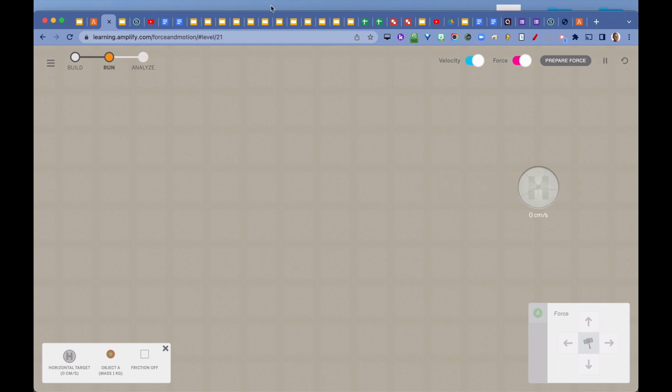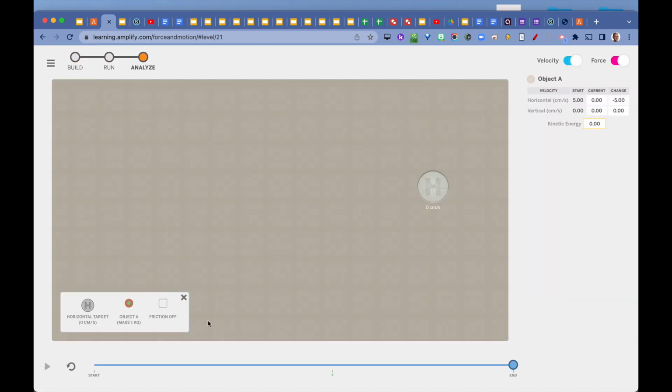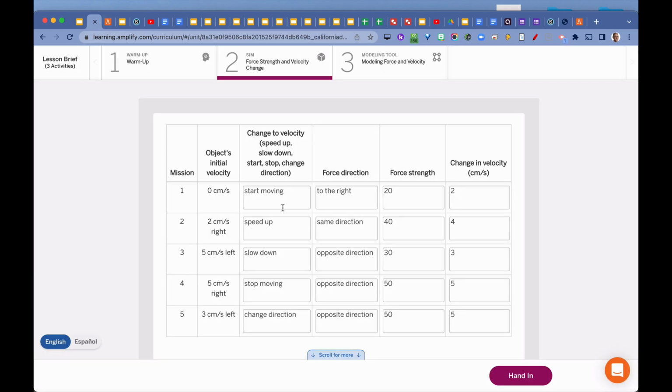Then they had to analyze the data and see what strength force they used. So that's a 50 strength force in the opposite direction. It caused a velocity change of 5. And they had to record that data. What they basically had to do is figure out the relationship between the amount of force strength and the change of velocity that the object experiences. So basically, the greater the force strength exerted on the object, the greater the velocity change on that object.